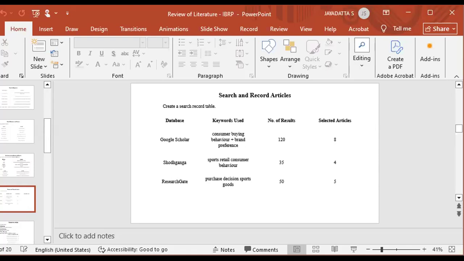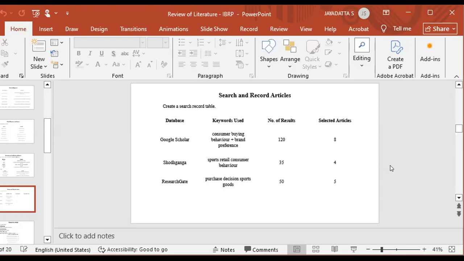So you might again go ahead with keywords like consumer buying behavior plus brand preference. The number of results will be around 120. You need to go ahead and select the articles. You are selecting the articles from the Google Scholar database. Selected articles will be around 8. So the results will be 120, but selected will be 8.